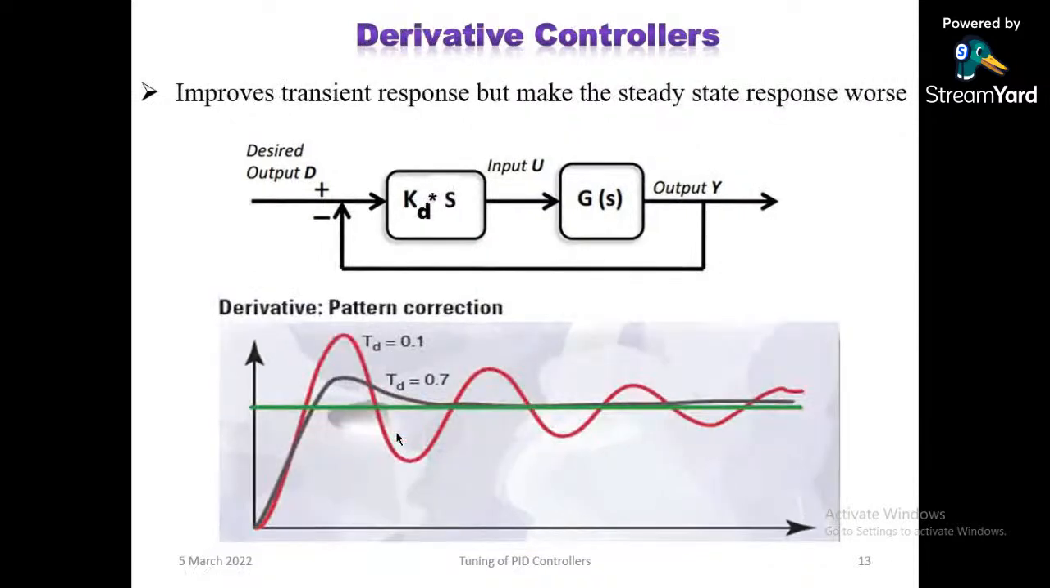Next is the derivative controller. You can observe here: this is Kd into S. Multiplied by S means derivative action. Kd is the derivative gain. You can see here for different values of the derivative controller, it is reducing my overshoot, but meanwhile, while doing this, it is increasing the steady state error. There is an advantage, and also a disadvantage.